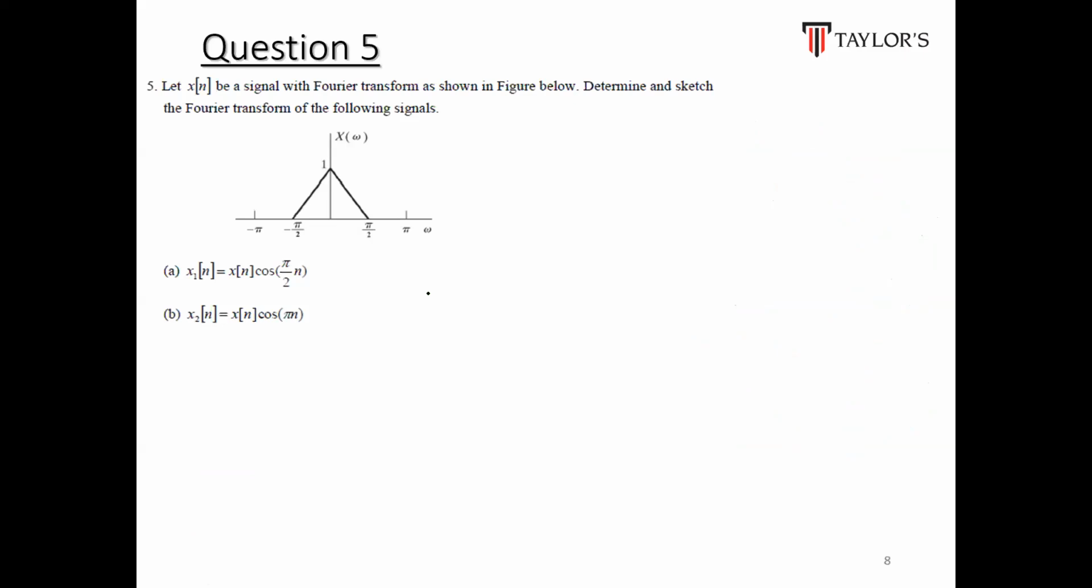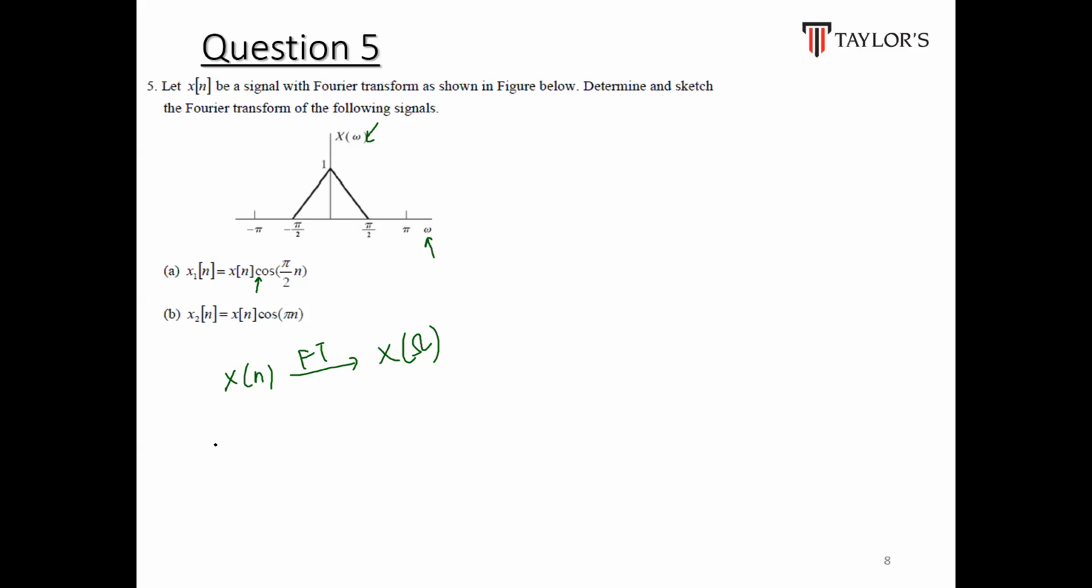All right, x[n] has the Fourier transform shown here. So this is in the frequency domain. You see this is frequency, omega is frequency. I want to sketch the signals of this x[n]. Now I know x[n] becomes X(omega) after the Fourier transform.